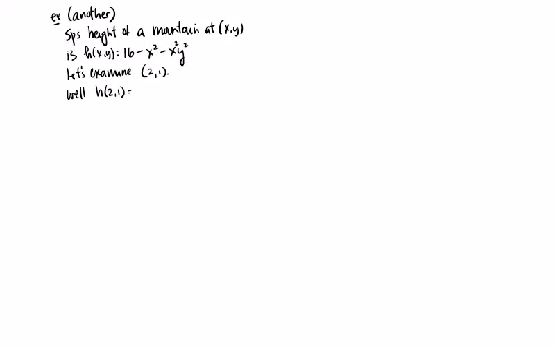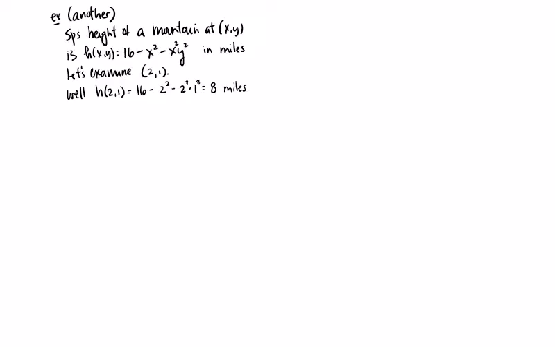So h of 2, 1 is 16 minus 2 squared minus 2 squared times 1 squared. 16 minus 4 is 8. So we're at 8 units. And let's make this a stupidly tall mountain in miles. Everything will be in miles. So the height is 8 miles.